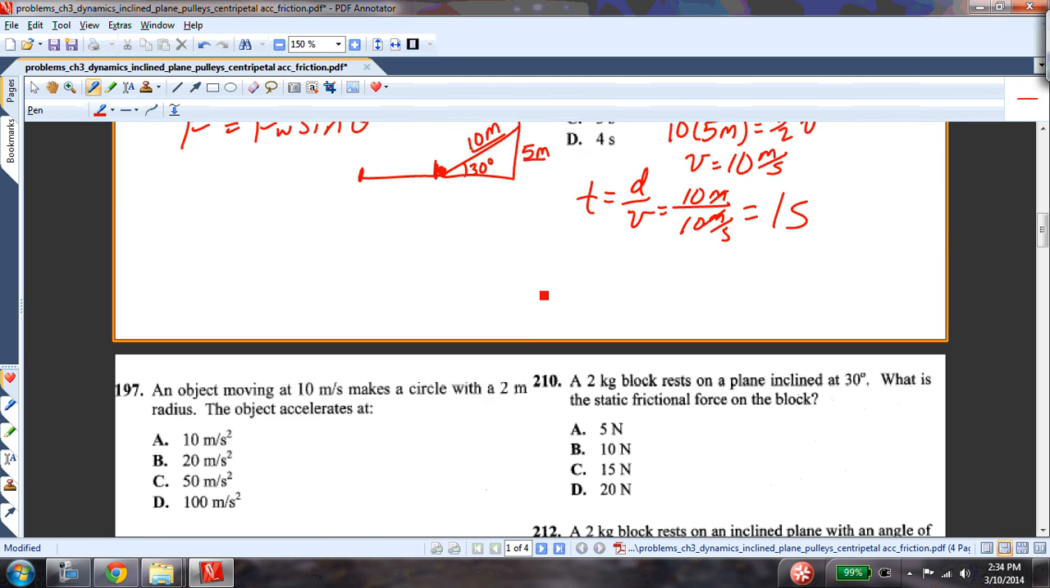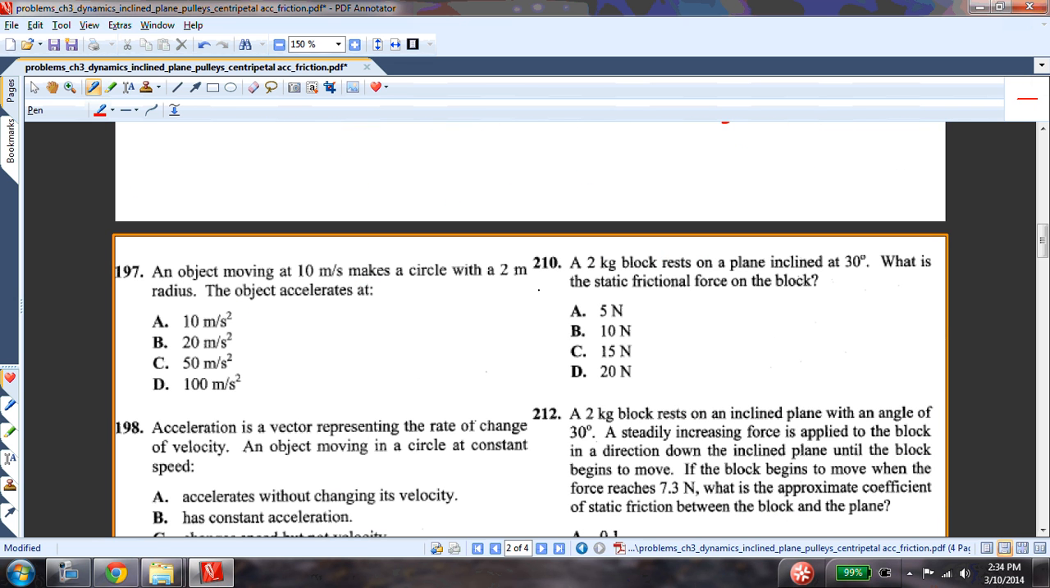All right, 197. An object moving at 10 meters per second makes a circle with 2 meters radius. The object accelerates at what? Its centripetal acceleration is v squared over r. It's going to be 10 meters per second squared over a radius of 2 meters. That's 100 over 2, or 50 meters per second squared.